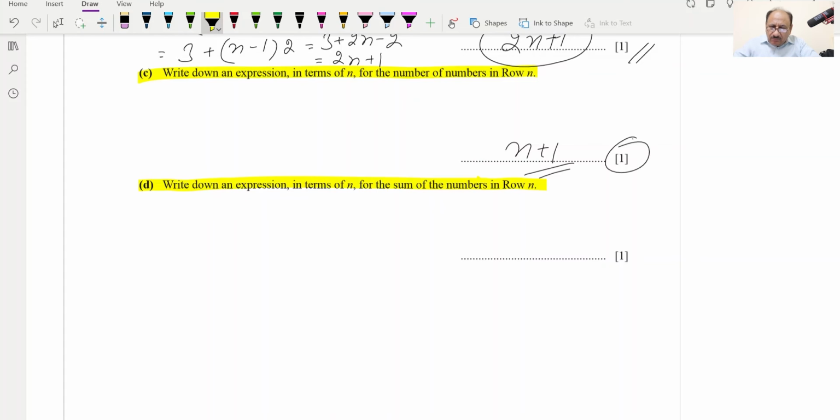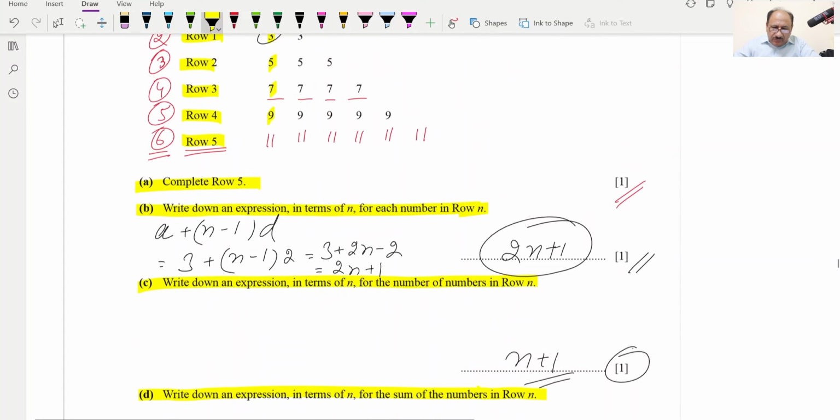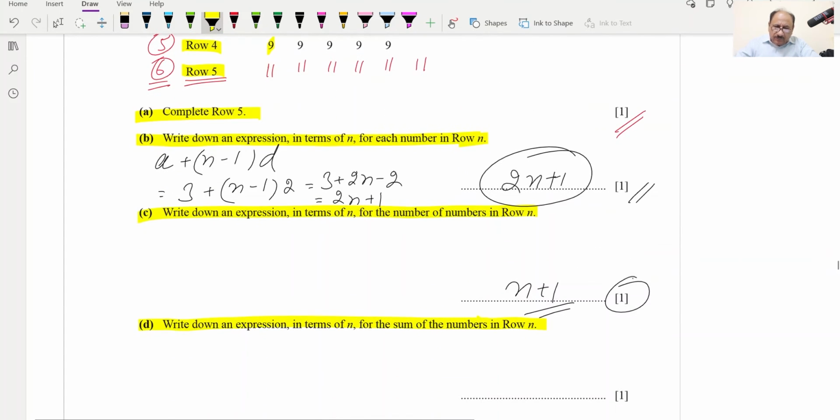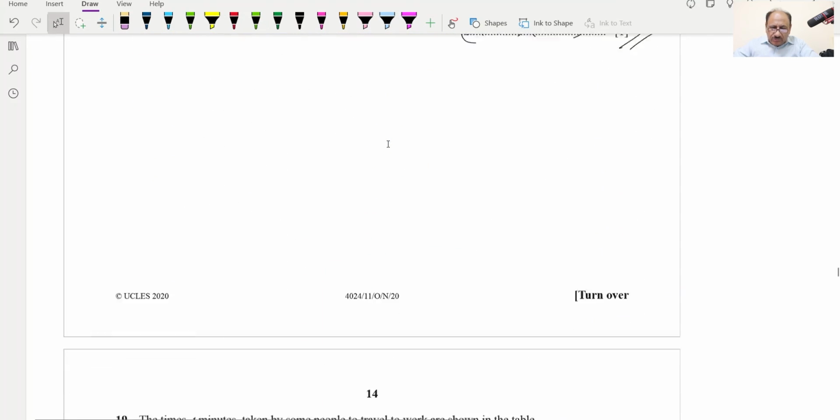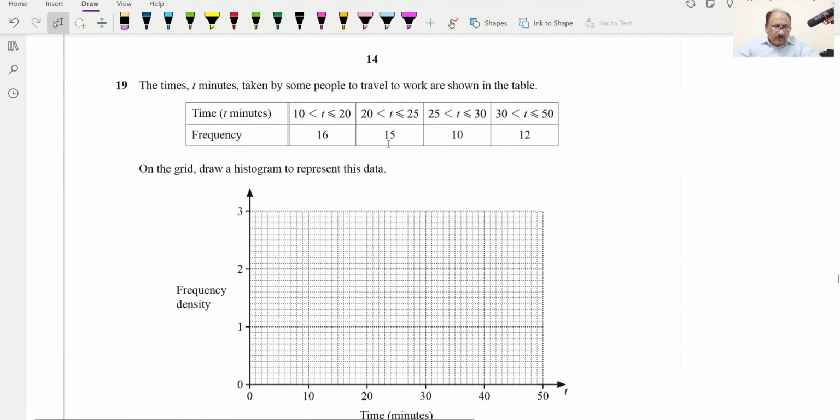For the sum of the numbers in row n will be what? It will be 2n plus 1, this answer multiplied by this answer, so n plus 1. This is also a 1 mark part, so we can write it in factorized form, or we can multiply and write it as a quadratic equation. Both will work. Now question number 19.